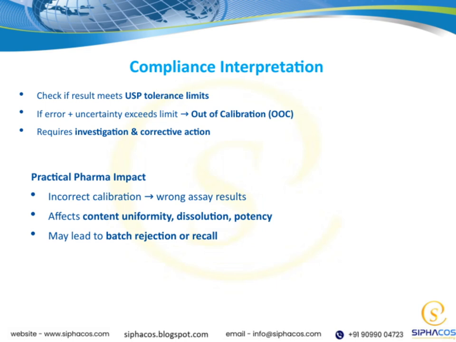Next, let's look at how we interpret compliance. We need to check whether our results fall within the USP tolerance limits. If the error plus the uncertainty exceeds those limits, then we consider the instrument to be out of calibration, or OOC. This triggers the need for investigation and corrective action. It's crucial to identify the root cause of the calibration drift and address it promptly to maintain product quality and compliance. So, overall, accurate calibration isn't just a technical detail. It's fundamental to ensuring the safety, efficacy, and quality of our pharmaceutical products.